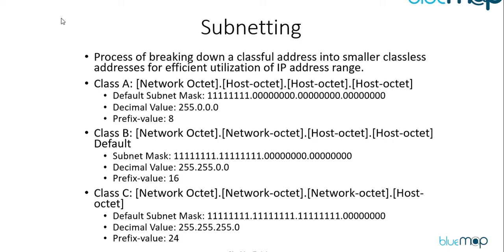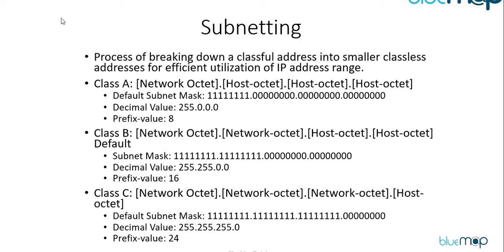Below that, I have also written the prefix value. The prefix value is nothing but the total number of network bits in my subnet mask. In class A, I have 8 bits for my network, so the prefix value is 8. Class B has 16 network bits, so the prefix value is 16. And class C has 24 network bits, so the prefix value is 24. With that said, let's move on to subnetting.